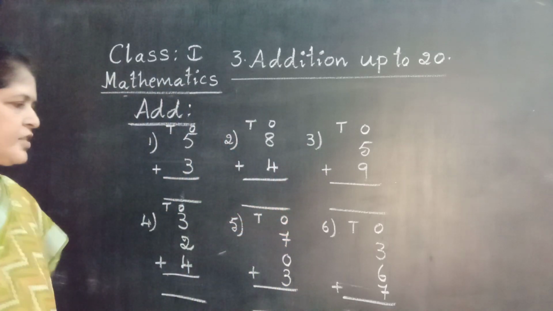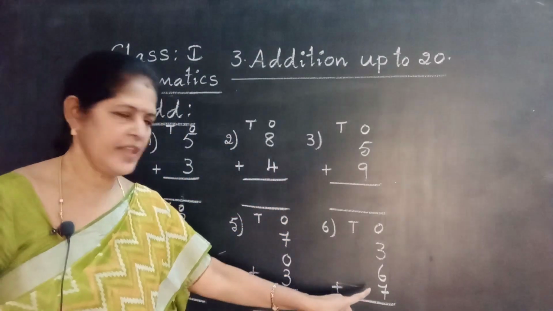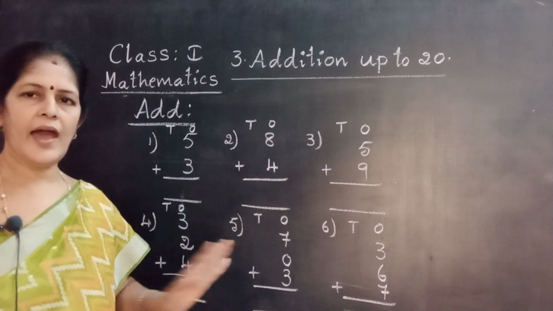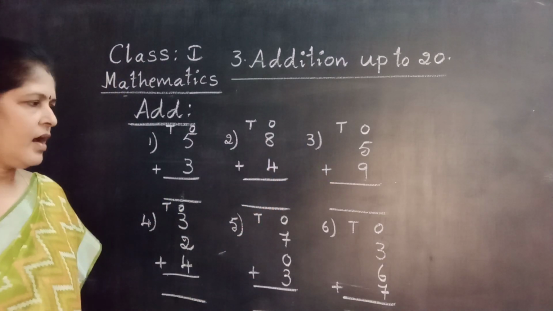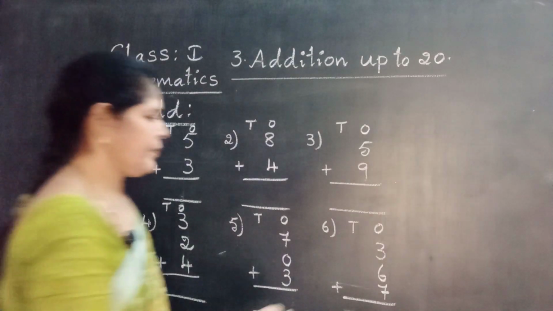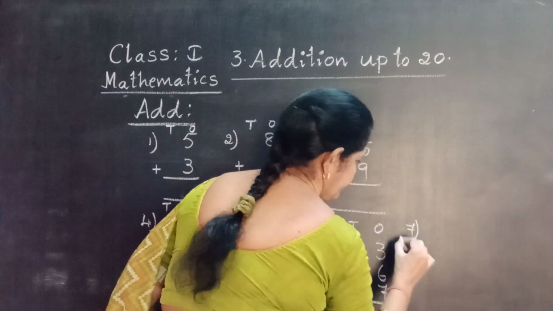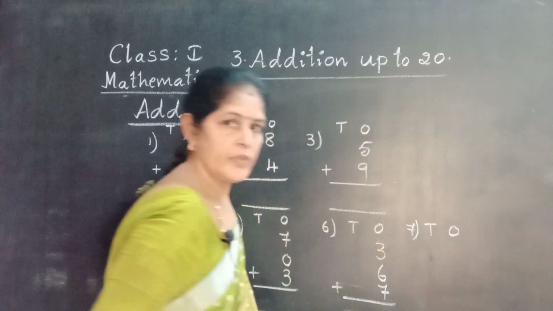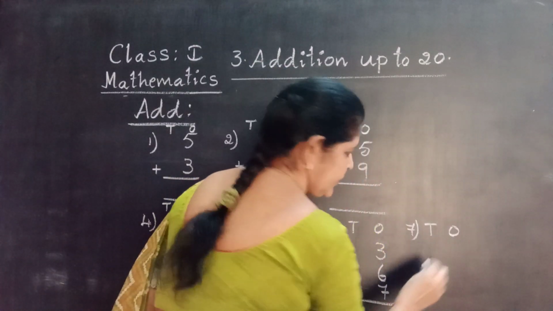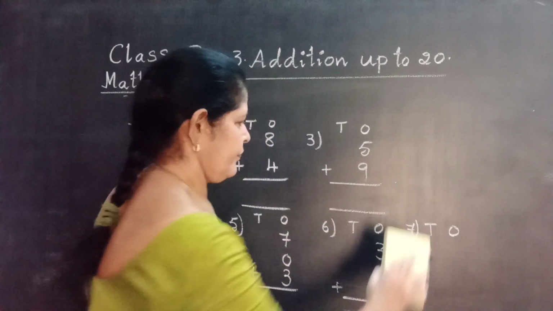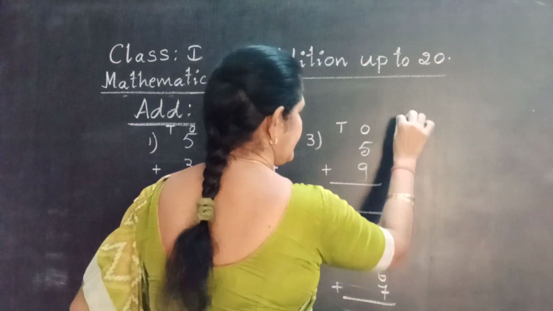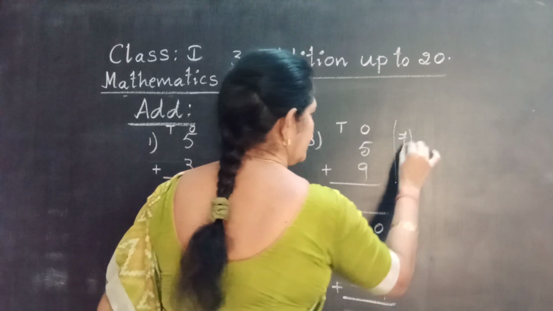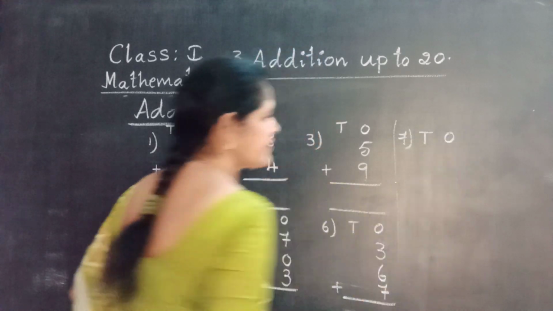Tens place, ones place. Write the numbers in the ones place. All are one-digit numbers. Seventh one. Tens place, ones place. Are you seeing the board? Okay, I am going to write it up. Here, seventh one. Put the places. Tens and ones.